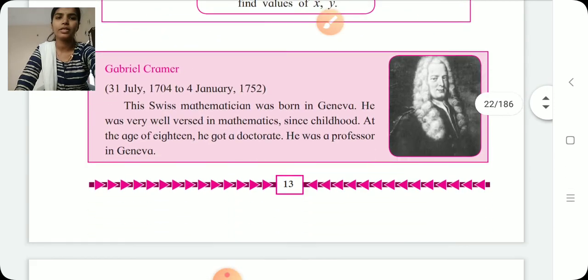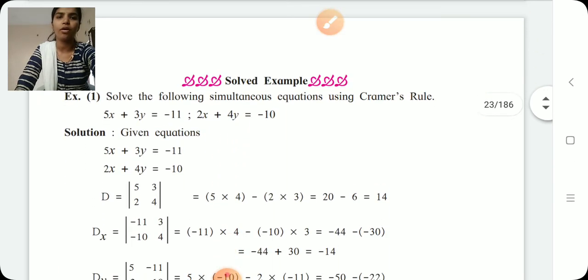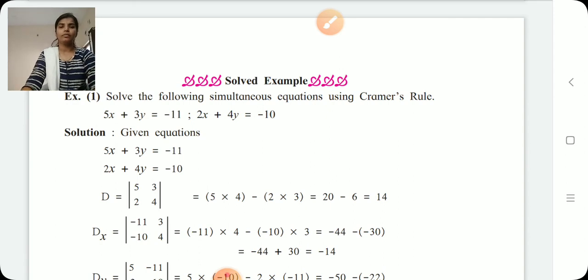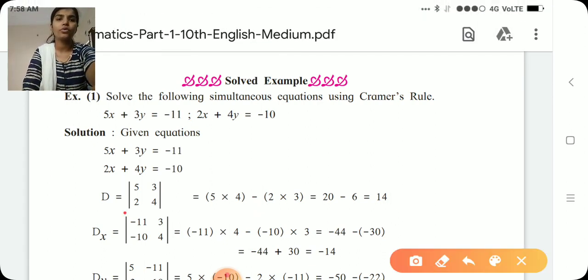Then we will see one solved example. Okay. Here you see 5x plus 3y is equal to minus 11. And the second equation is 2x plus 4y is equal to minus 10. So these two are your equations. Okay. Here we want to find out the D, that means a1 a2, b1 b2. See here a1 is 5, a2 is 2. So we are writing here 5 2. Then next b1 is 3 and b2 is 4. So 3 4.